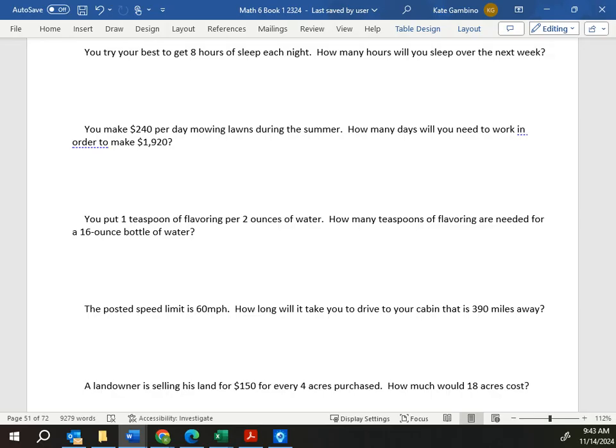So try to work out this top one on your own. You try your best to get 8 hours of sleep each night. How many hours will you sleep over the next week? So if you try to get 8 hours of sleep each night, how can we figure out how many hours of sleep over the next week? I'm going to have you work it out quietly on your own. And then when you think you know the two different rates that we're putting down, raise your hand. Or, no, give me a thumbs up. Thumbs up when you get both rates written down.